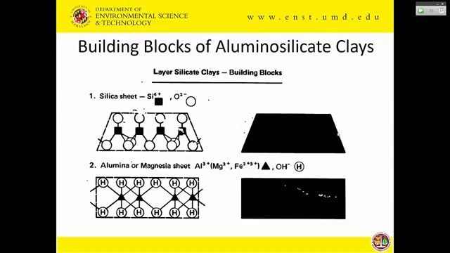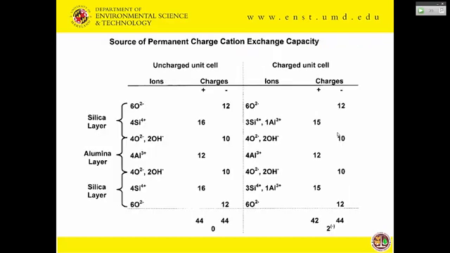Okay, well these are the building blocks of what we call aluminosilicate clays, layer silicates, clay minerals, okay? They have 2 different kinds of structural units. They have the silica tetrahedron and they have aluminum or magnesia octahedra. And they can be bonded together, all right? So you can get a 2-to-1 and a 1-to-1. And I'm going to show you a 2-to-1 here. I'm going to show you how we get the charge.